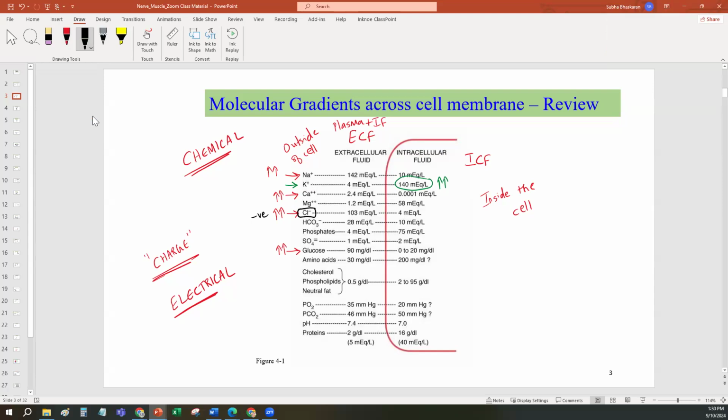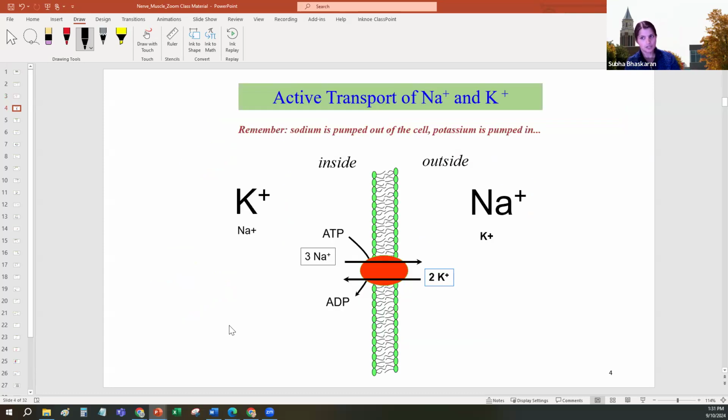Negative. Negative charge. That's important. Okay, so negative charge, whereas sodium ions and calcium ions that are outside bear positive charge. All of this information, got it? Yes? Are we good?